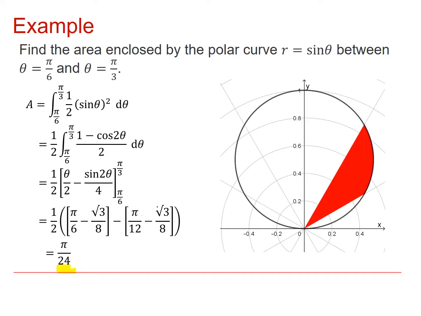Is the answer reasonable? Well, pi over 24 is kind of close order 1/8, and the circle is radius a half, so pi r squared, it's a quarter pi for the whole area, and a quarter pi is about 3/4, so this looks to be about a 1/6 of the whole area, which looks reasonable.